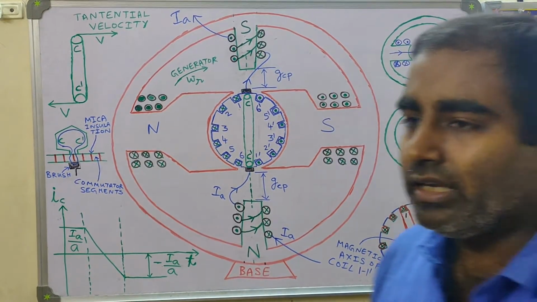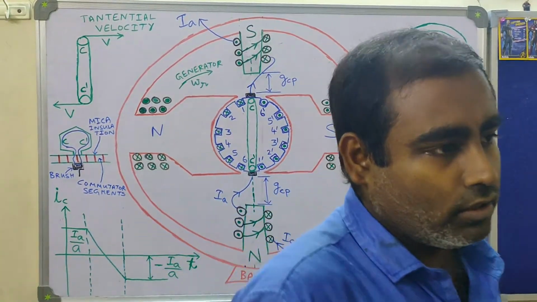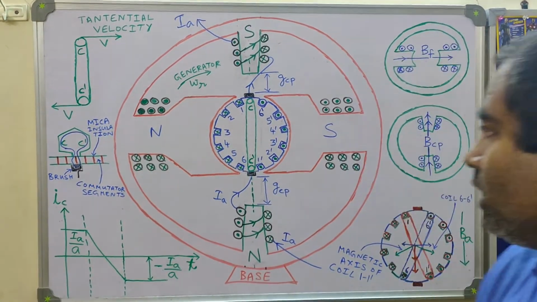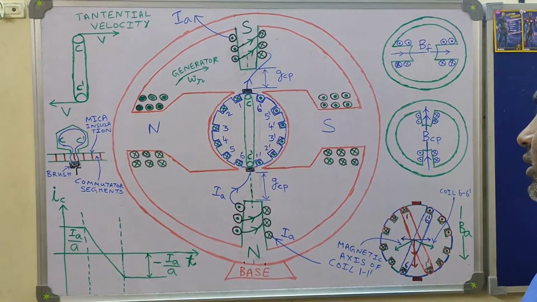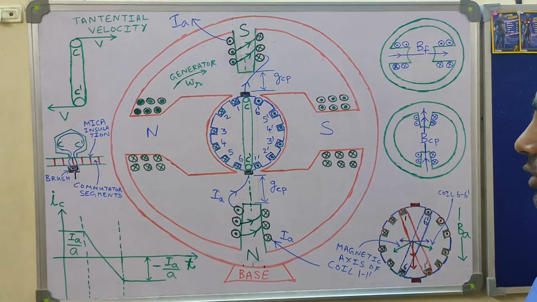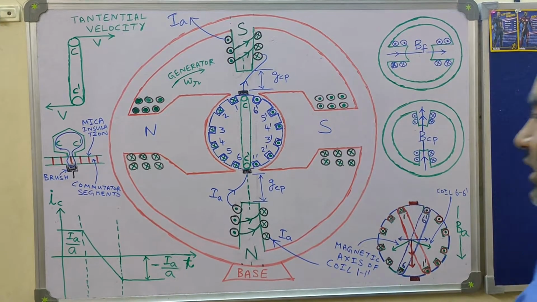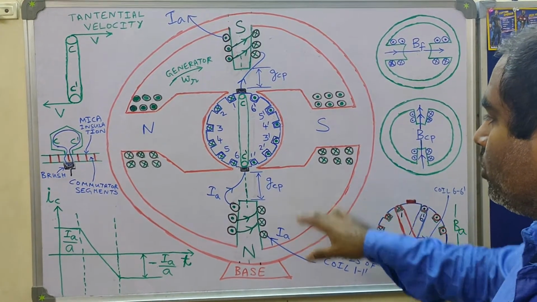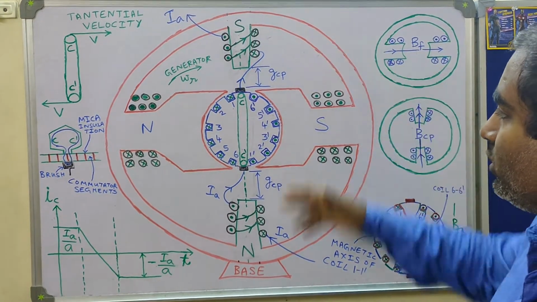So before I embark on the procedure for calculating the number of turns of interpoles, allow me to just recapitulate certain things so that we don't have to refer somewhere else for any conceptual clarification. What is shown here is a cross-sectional view of a two-pole DC machine.